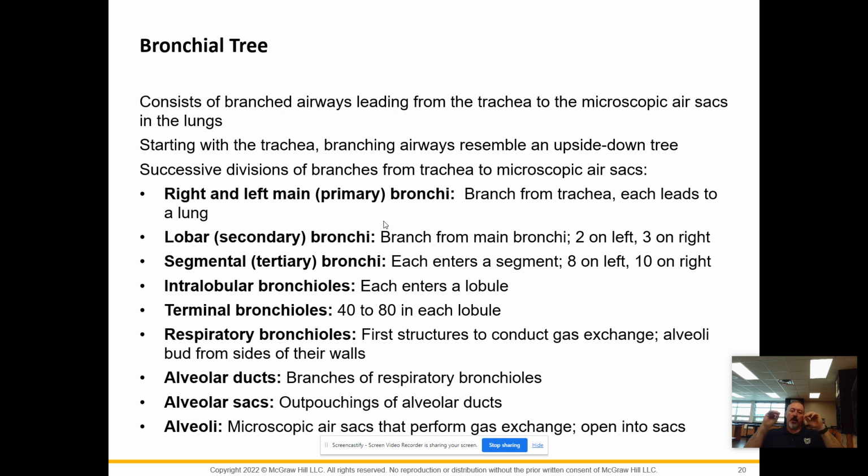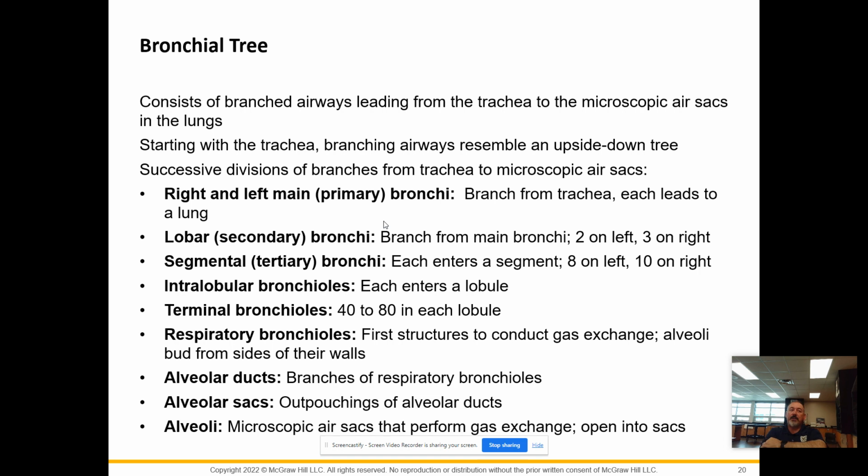So off of the bronchi are going to be the lobar. And the lobar are the secondary branches. And then from there, you're going to have two or three of these on each of those lobar. And then you're going to have segmental, which are going to be tertiary branches. Once again, this is a branch leading to a smaller branch, leading to several of these smaller branches from there. You also have the intralobar bronchioles. These are going to each enter a lobule. And then you have the terminal, where it all ends. So the terminal, you're going to have 40 to 80 of these on each lobule. The respiratory bronchioles are going to be the first structures to do gas exchange. That's right.